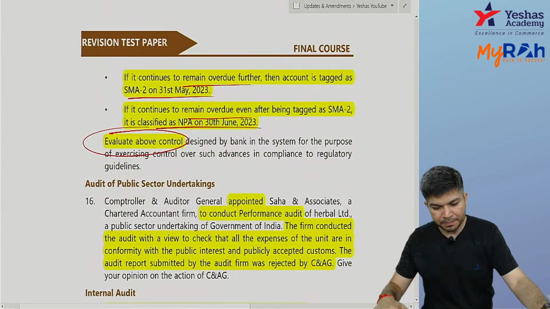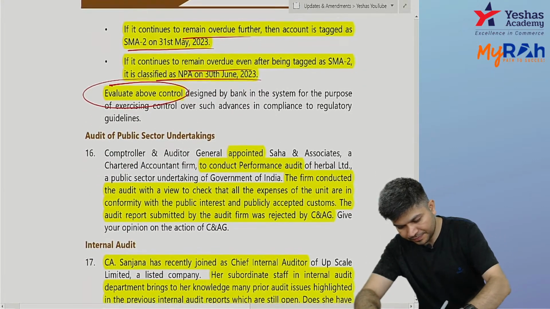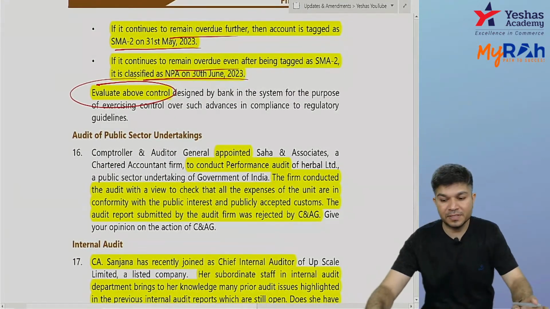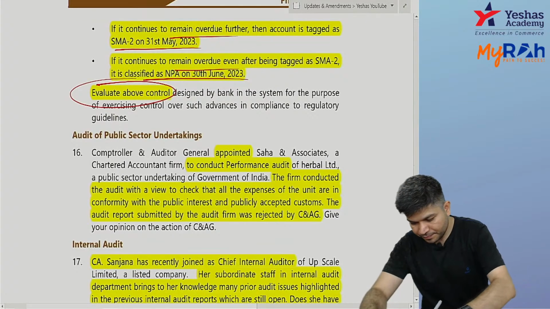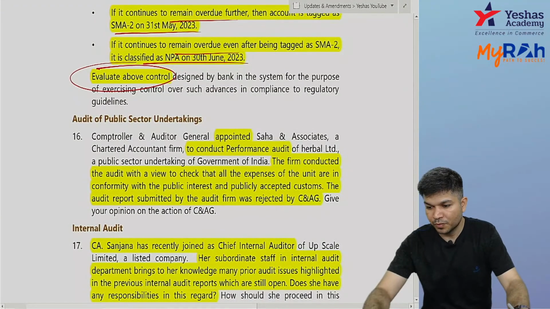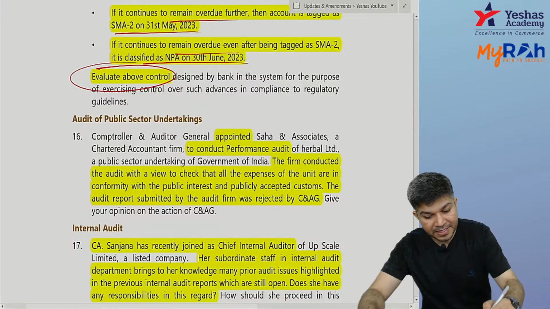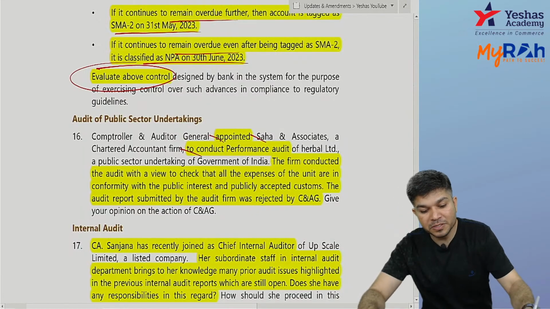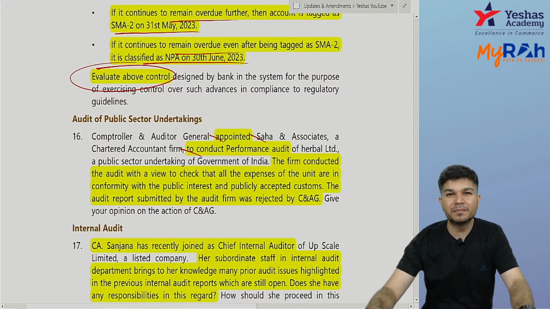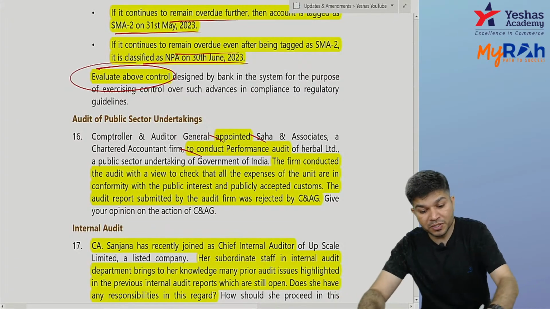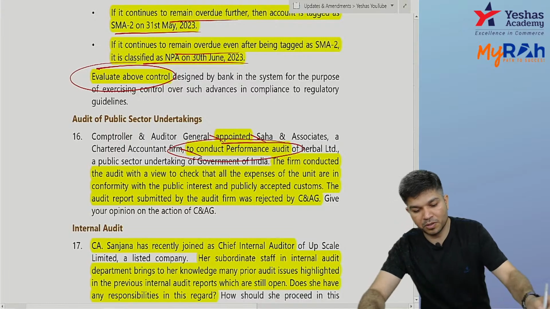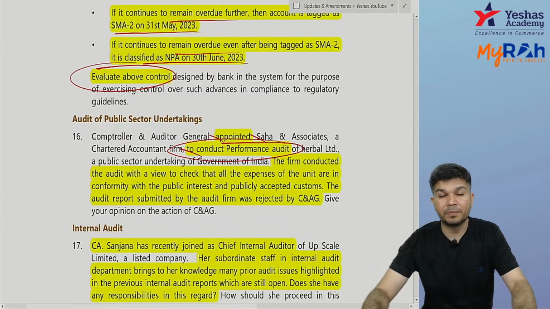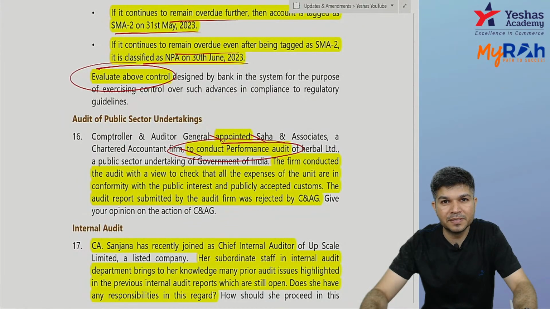Okay, question number 16. Again a direct question, the same one is there in our material. C&AG has appointed Saha and Associates to conduct a performance audit. So this is some government organization, and you are appointed to conduct a performance audit. Remember the 3 E's: economy, efficiency, effectiveness. That is performance audit. Now what did the firm do?